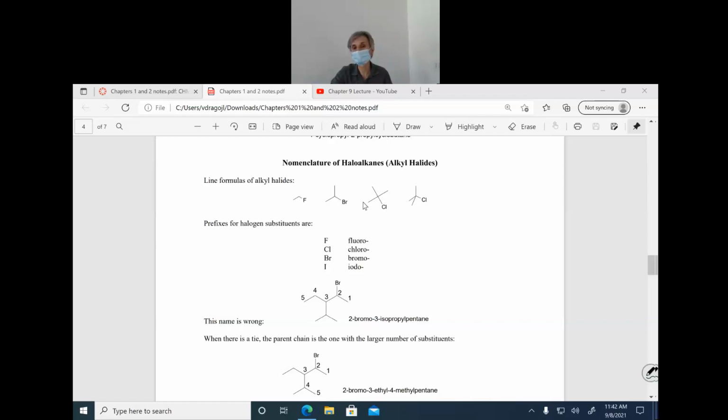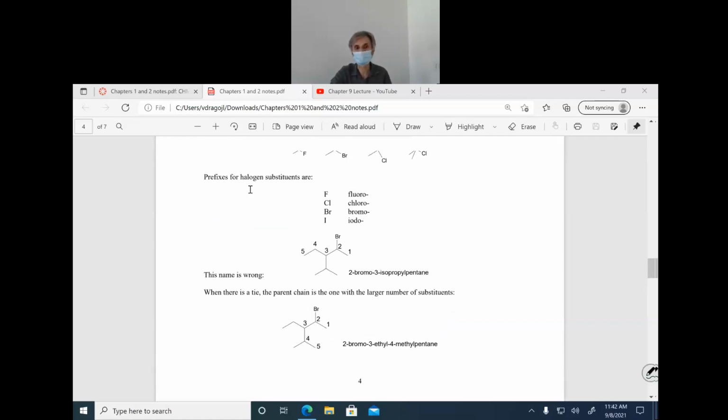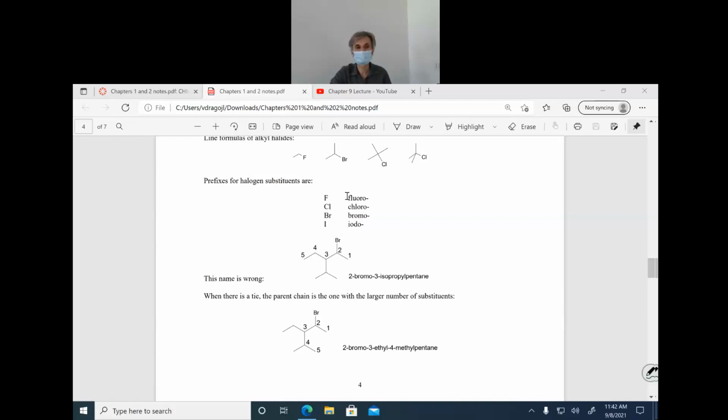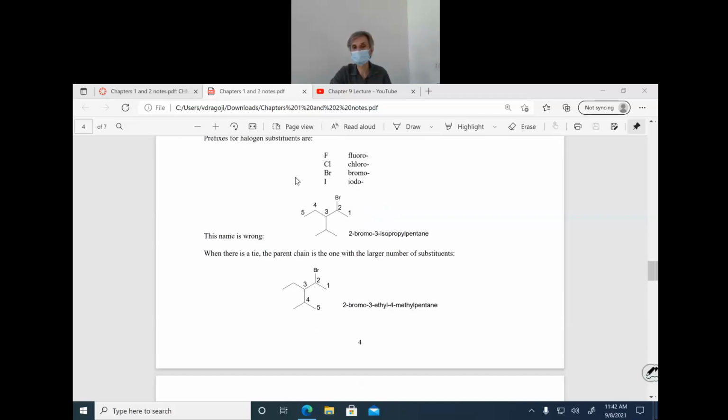And you need to be familiar with this representation, because that's frequently the representation, particularly when we draw by hand. When we use computer programs, then this is often the formula. But anyway, the two are identical, and you need to know it. Prefixes for halogen substituents are fluoro, chloro, bromo, iodo. So you treat them as any other substituent.